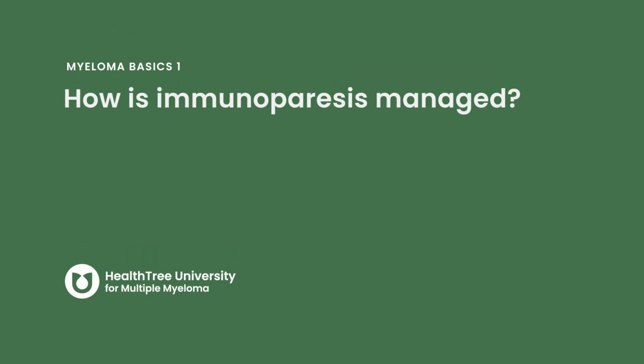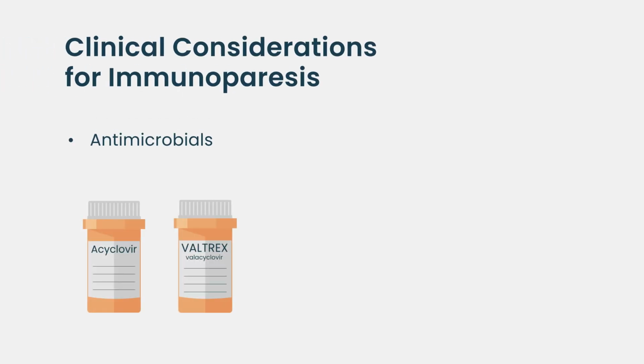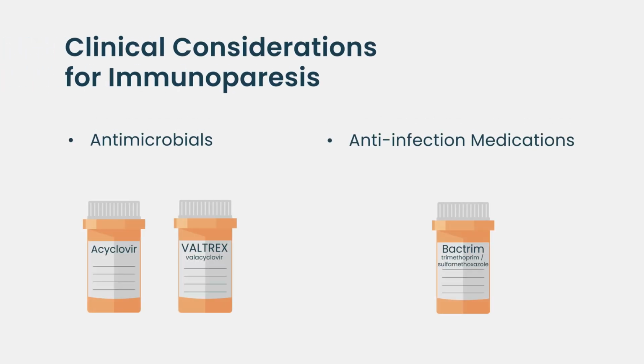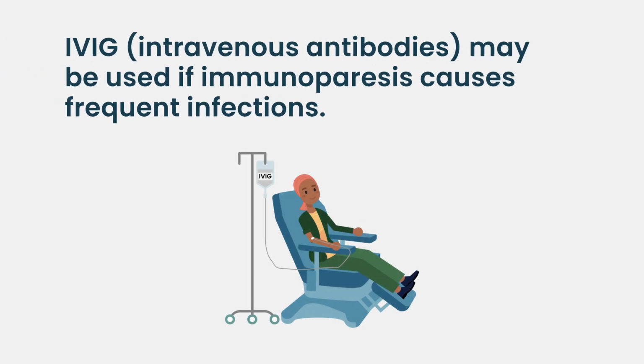How is immunoparesis managed? What do I do about it in that case? Those are the patients where I may recommend, for example, more antimicrobial, so more anti-infection medications. In some settings, if someone's having infections or they've gotten CAR T, I actually may recommend giving them antibody transfusions, so antibodies from other people to help fight whatever is circulating. The medical word for that is IVIG, intravenous immunoglobulin.